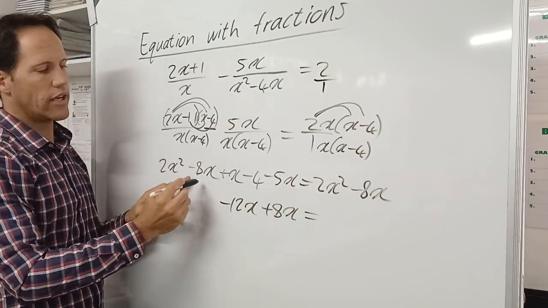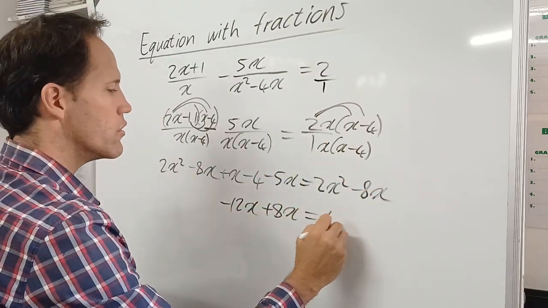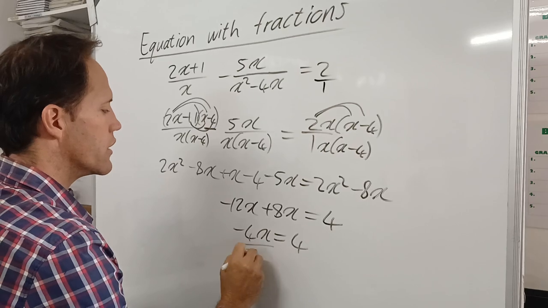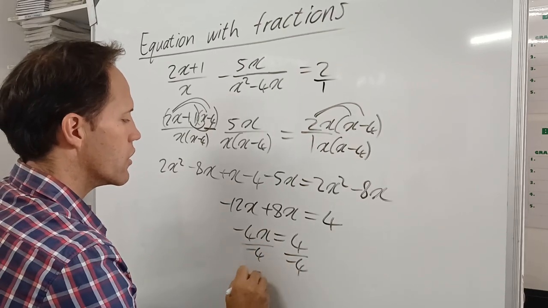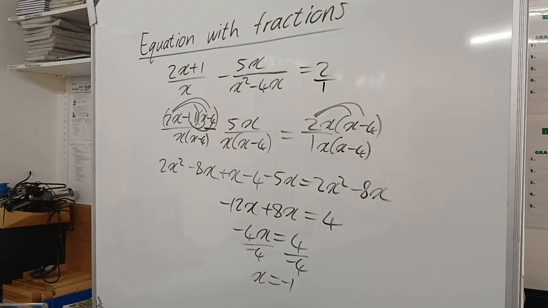Equal to 4. Okay. And then this part, negative 4 goes over, it becomes plus 4. So then you've got negative 4x equal to 4. And then if you divide by negative 4, x will be equal to negative 1. Okay.